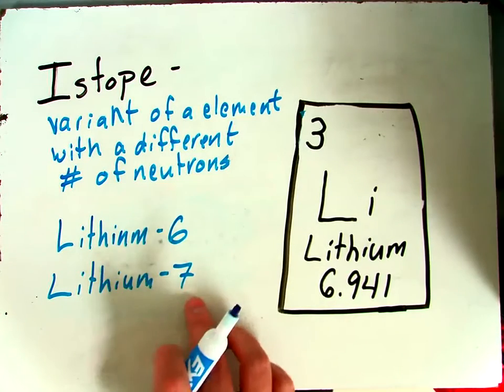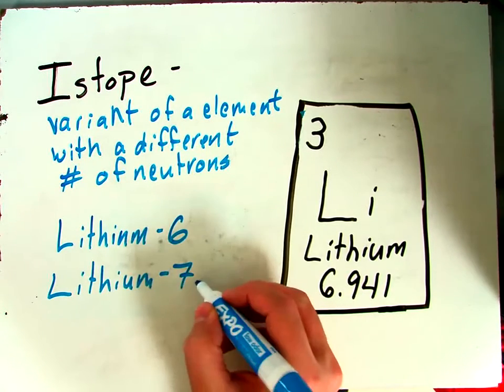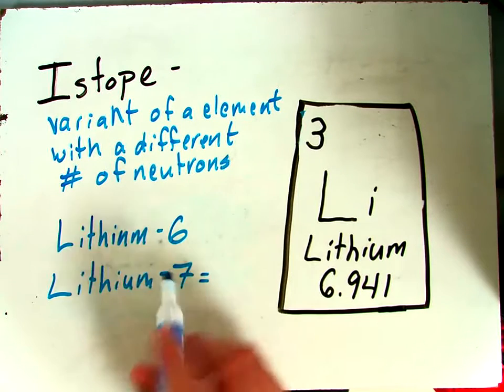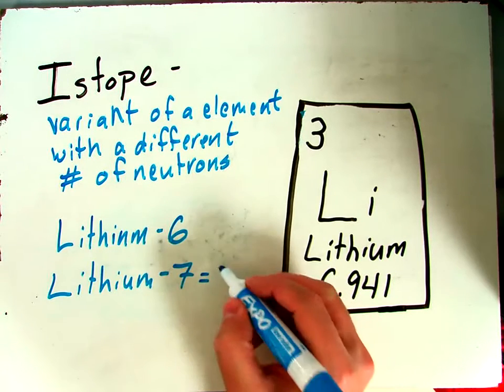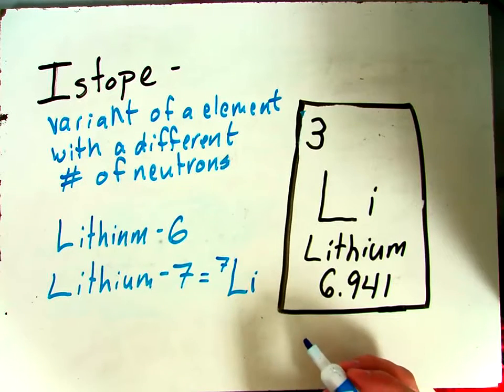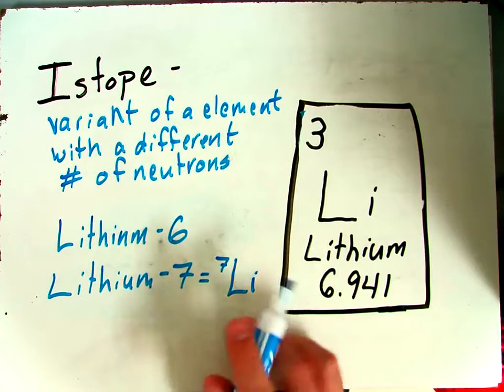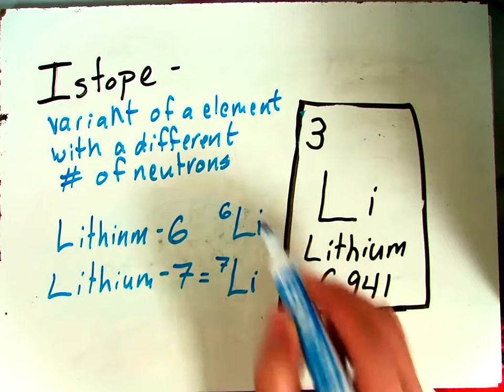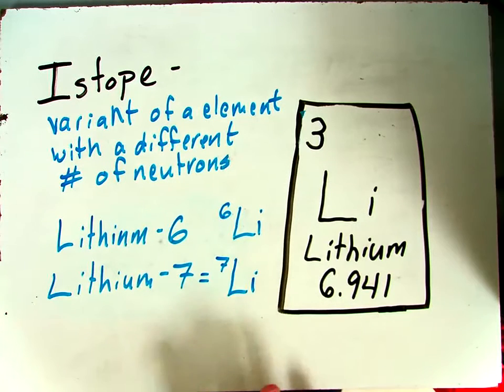So, basically, we can then talk about the difference between these two. When we represent these, we would put a 7 next to Li if we were talking about just lithium 7, and then a 6 in the upper left corner if we were talking about just lithium 6.